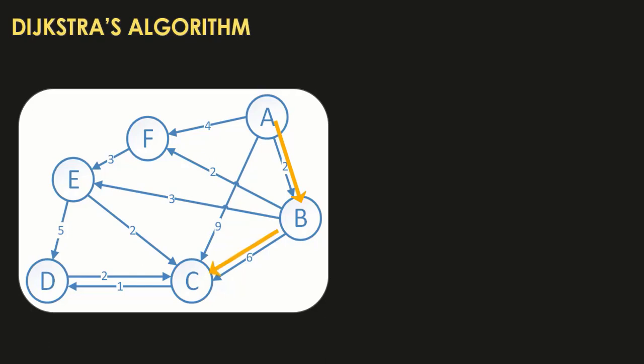Let's just consider the node C. From B we can reach C with a cost of 6. In the first step the algorithm knows the cost to reach node C is 9, but now from B it can reach C with a cost of 6, and the cost to reach B is 2. So following this path we can reach node C from node A with a cost of 8, which is better than following this path to node C with a cost of 9.